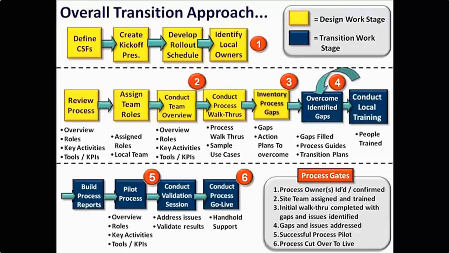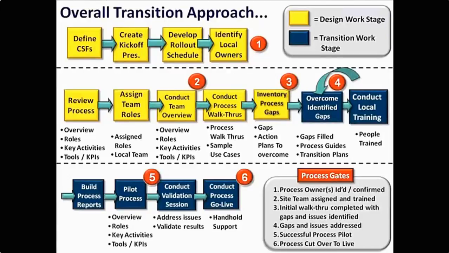Here is the overall approach that is recommended for building each ITIL process. The yellow squares indicate key tasks that were done as part of the IT Service Management Design work stage. The purple squares represent tasks that will now be done in the IT Service Management Transition work stage. The red circles represent key milestones in the overall design and transition efforts. These can be used to track your progress as you proceed.